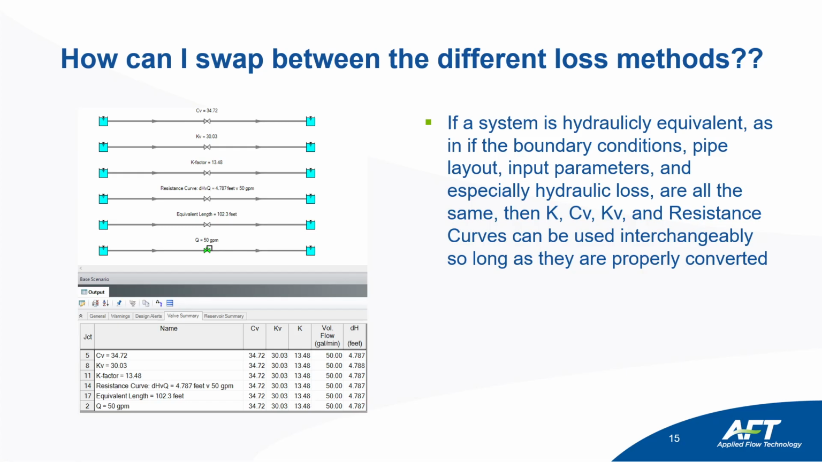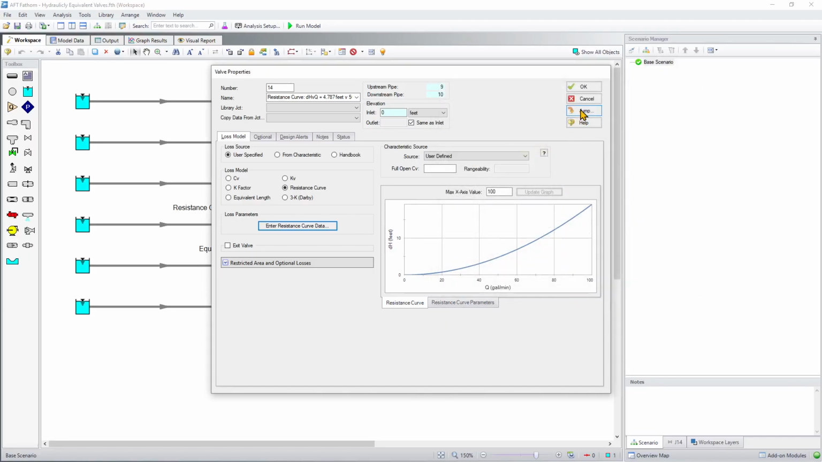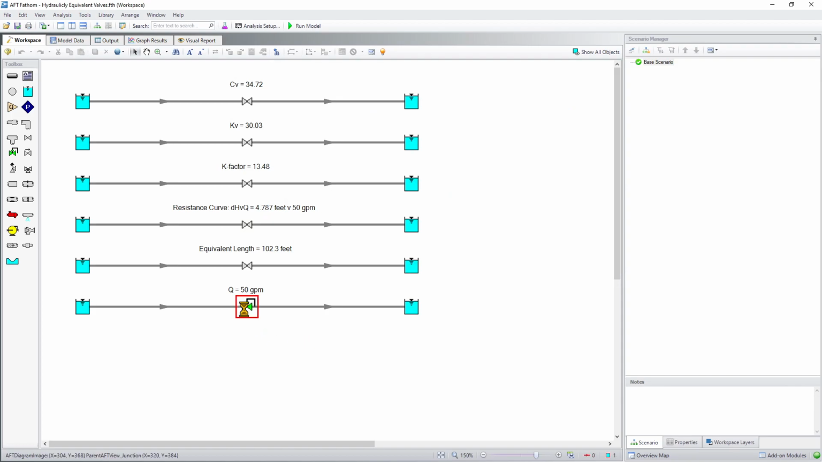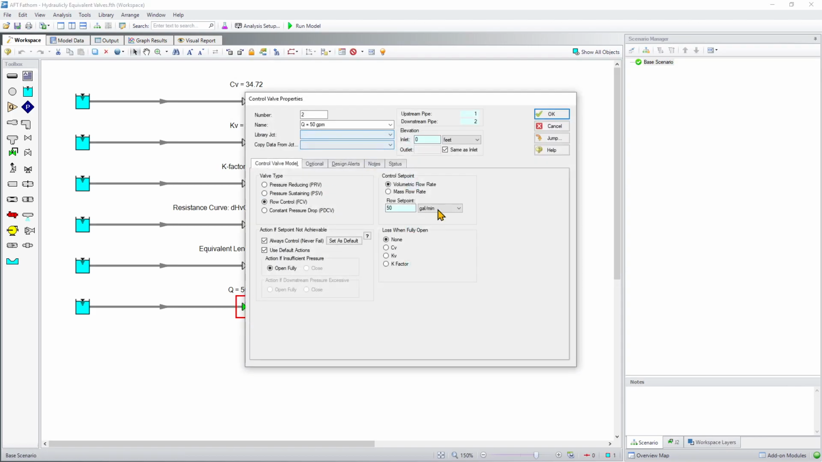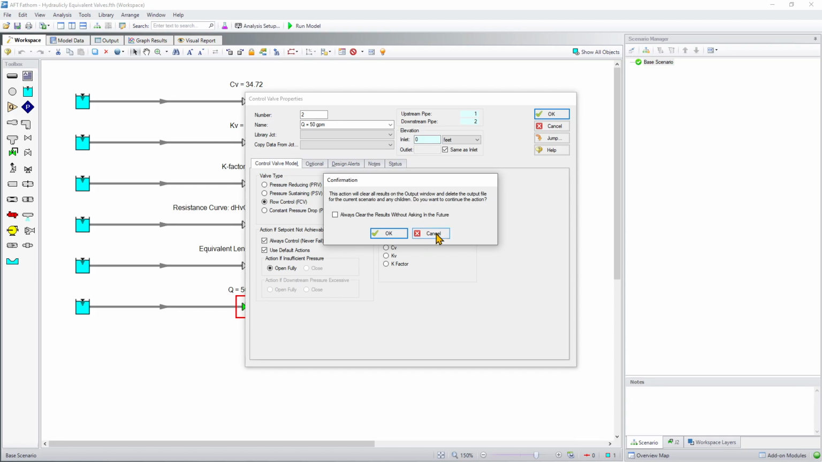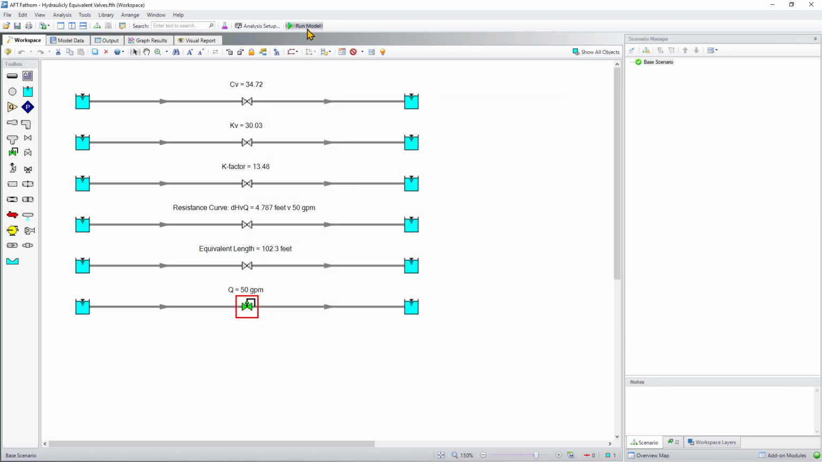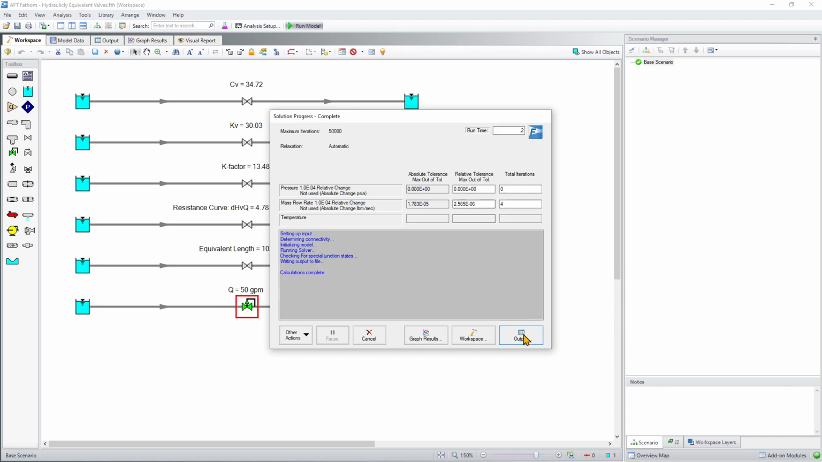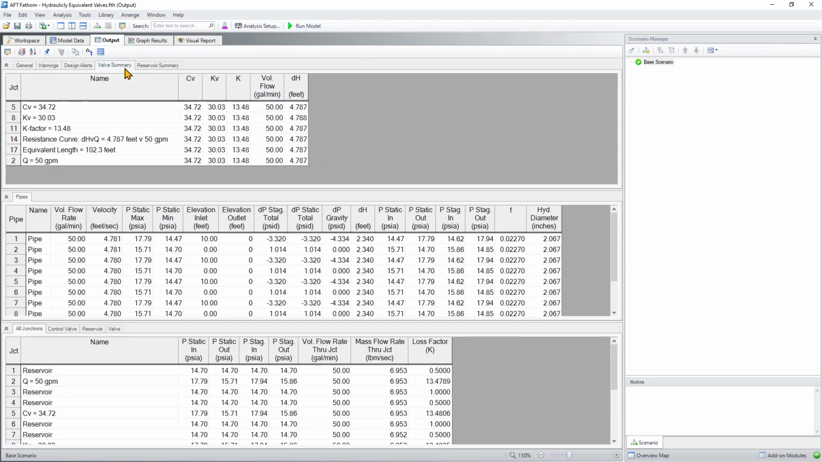So let's take a gander at that. Here in my model, I want the flow rate between these two reservoirs to be 50 gallons per minute. So I enter it accordingly. Press OK, go run, and I can come to my output for my flow control valve, and it will spit out for me the loss required to reach that set point, 50 gallons per minute. And we can see we have a KV, CV, K, and a head drop across that valve.